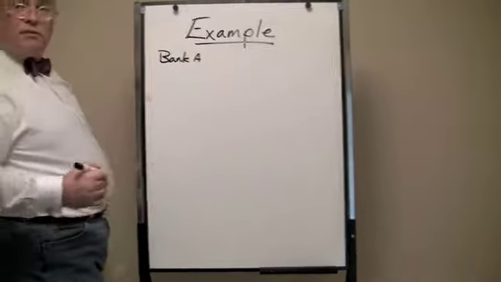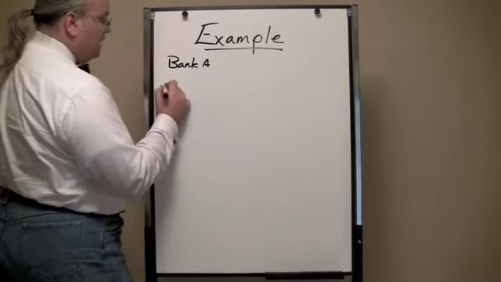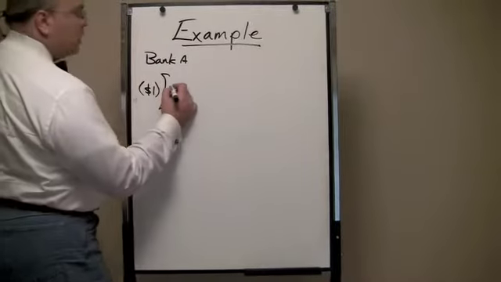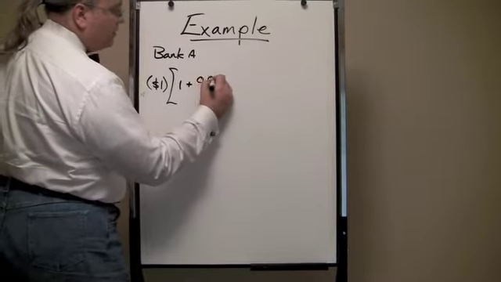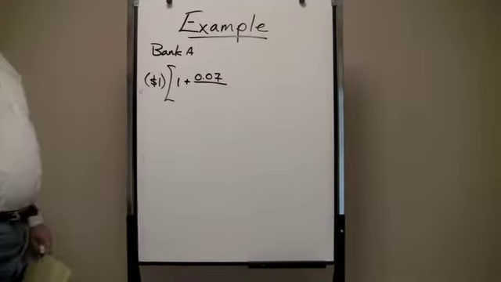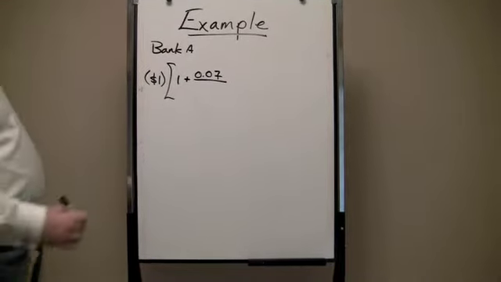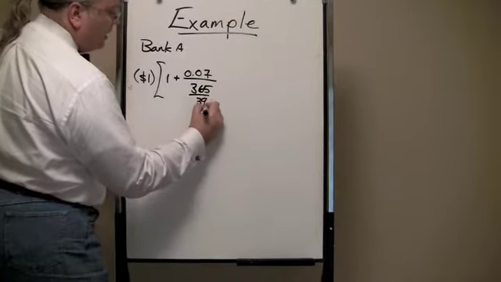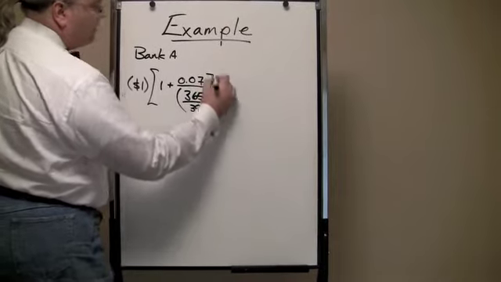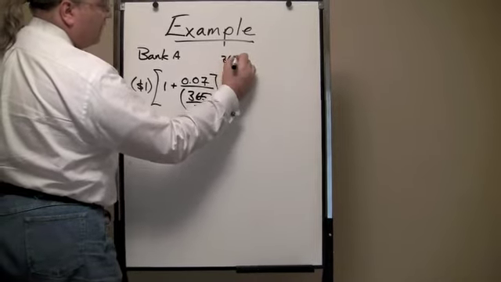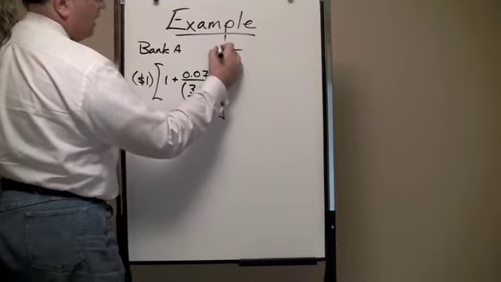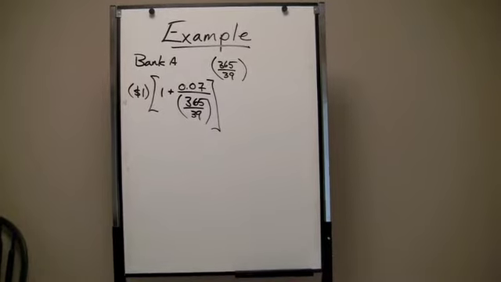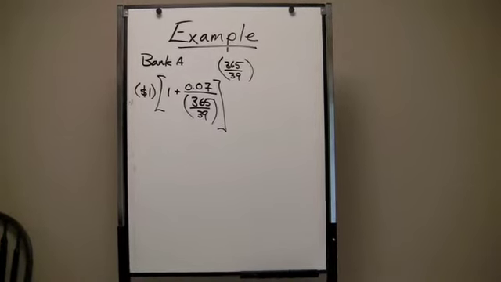So in Bank A, if I deposit $1, at the end of the year, the amount of money I'm going to have is $1 multiplied by 1 plus 7% divided by the number of compounding periods per year, which is going to be 365 divided by 39, all raised to the power of 365 divided by 39. That is the amount of money that I will have from depositing one of my 2 loonies in Bank A.